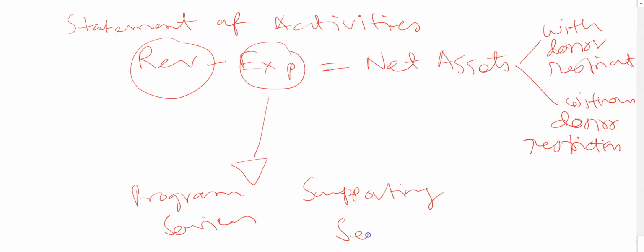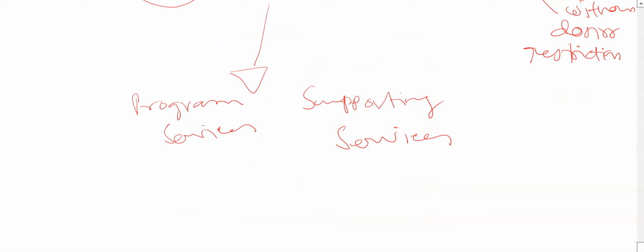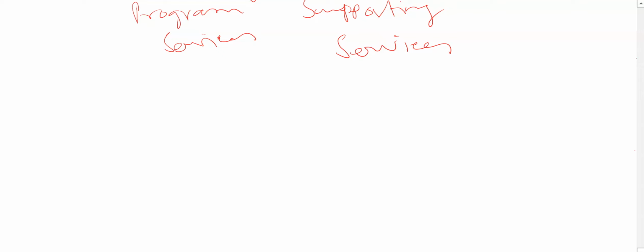So all not-for-profit entities either will show these classifications on the face of the statement of activities, or they could also put it in their notes, or they can prepare a separate statement just showing their functional classifications. Remember, program service expenses are related to the mission of the entity. On the other hand, supporting services are related to fundraising and administrative costs.